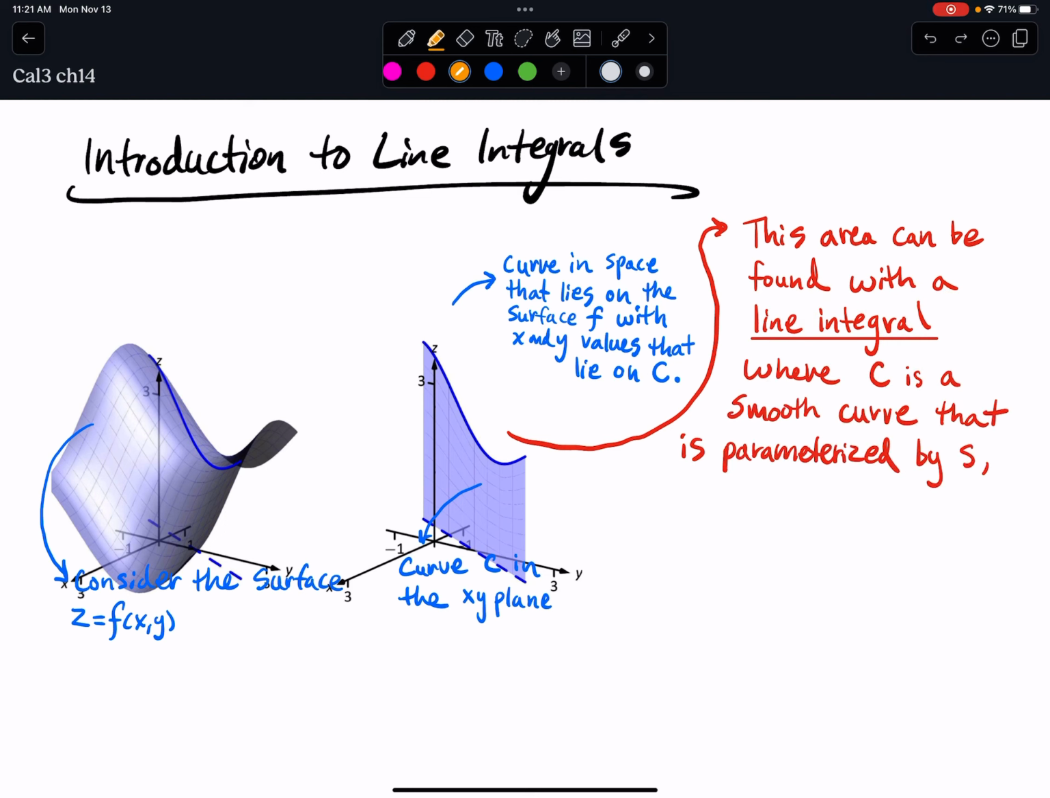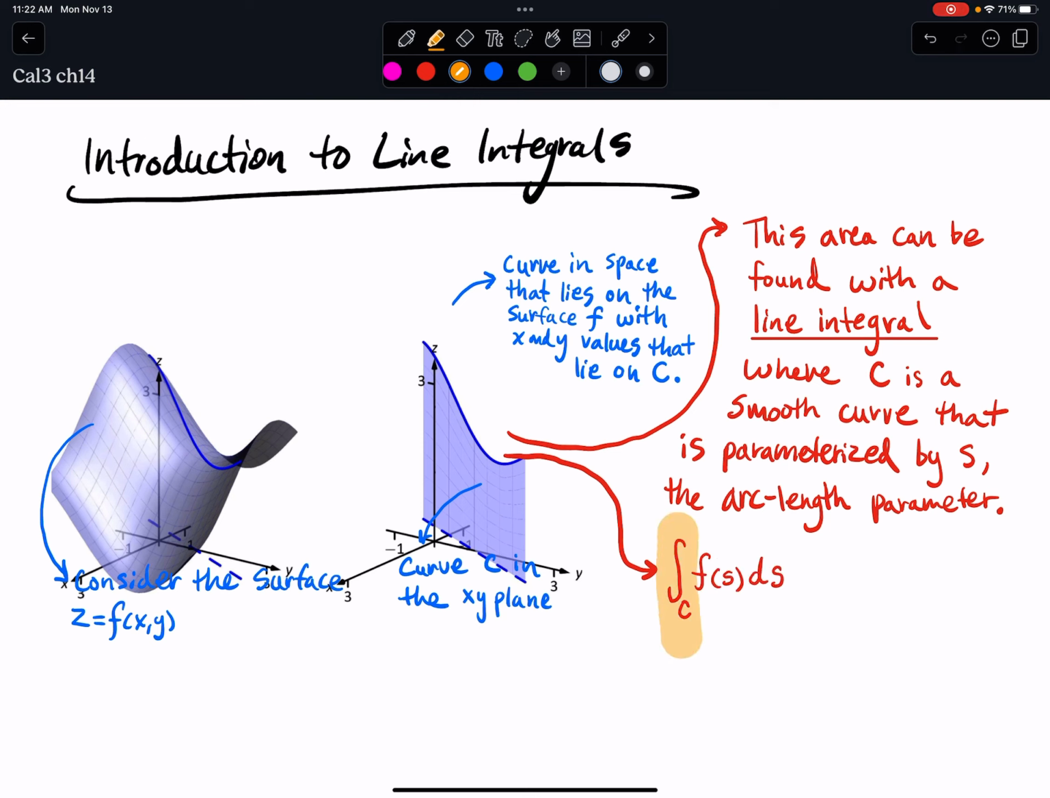Now, C is a smooth curve that is parameterized by s. So we parameterize that curve by s, just like we did parameterizing earlier in the course, with the arc length parameter. Now, calculating the arc length parameter can be tricky, but another way to write this is the integral over the curve C of f of s, where s is that arc length parameter, and we integrate with respect to the arc length parameter.